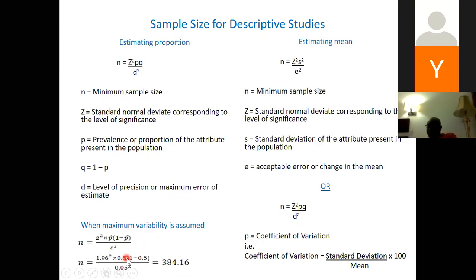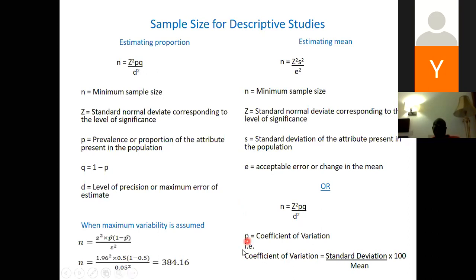This 50% maximum variability is the prevalence of the active. You assume that it's like tossing a coin. You toss a coin, 50% is heads, 50% tails. For you to be able to do that, you have to toss the coin many times before you can get 50-50. And that is why, if you do that, it gives you the maximum sample size. And that maximum sample size is the one that gives you the best.